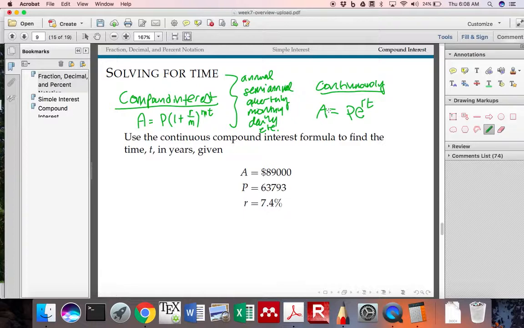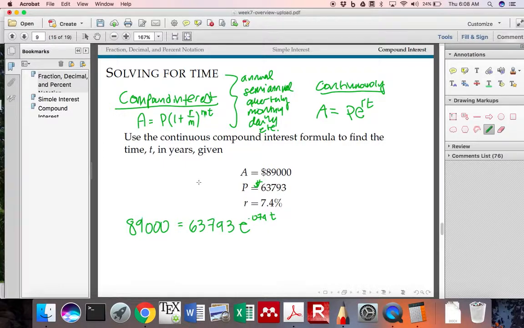And so we're asked here, use the continuous compound interest formula to find the time t in years, given that we have $89,000 as the value of the investment. And I guess I should have had a dollar sign here. 63,793 e to the, remember we'll express this in decimal notation. And now we're supposed to figure out how long this took.